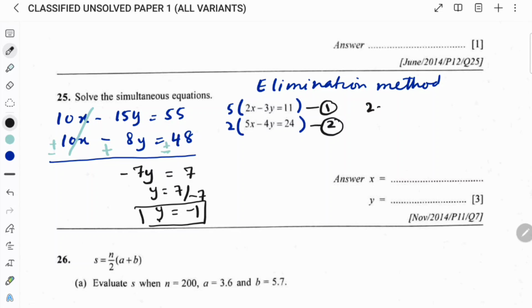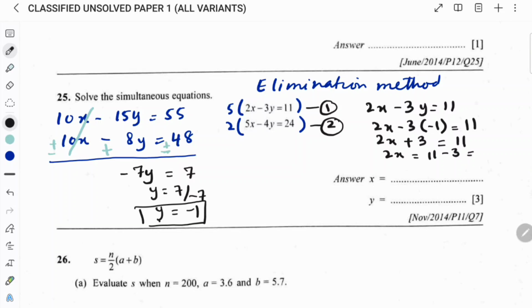Substitute in any of the equations. 2x minus 3y equals 11. 2x minus 3 times minus 1 is equal to 11. So that is 2x plus 3, because minus into minus is plus, equals 11. And 2x is equal to 11 minus 3, which is 8. And x is equal to 8 over 2, which is equal to 4. So we are getting x equals 4 and y is equal to minus 1.